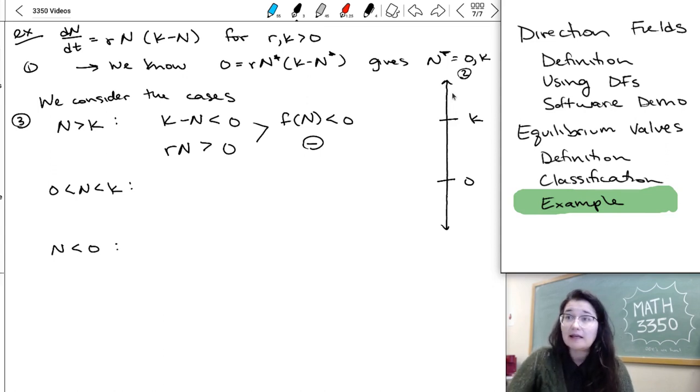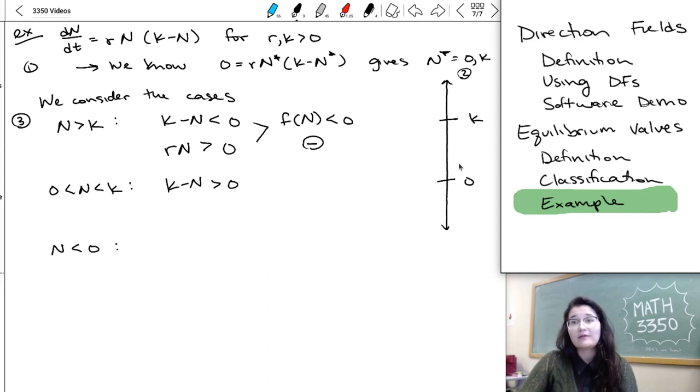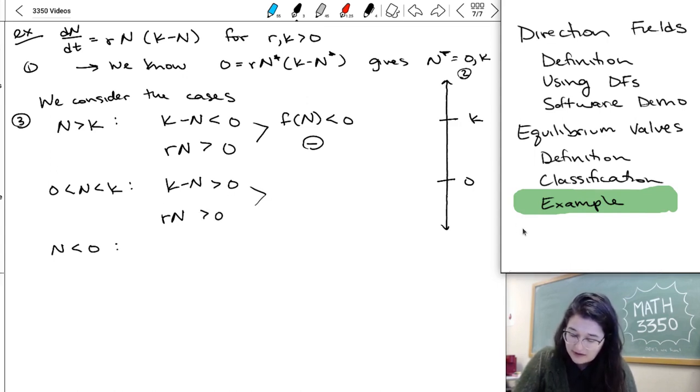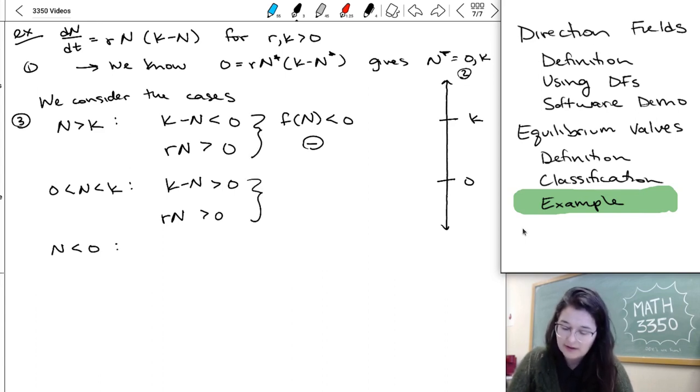Between 0 and K, in this region right here, I've got that K minus N has to be greater than 0. So if K is 100, N is less, like 50, K minus N is going to be 50, a positive number. But we still haven't crossed down below 0, so R N is also still a positive number. And taking those two together, I'm sorry, I shouldn't use that symbol, it looks kind of like the less than, greater than signs. So taking those two together is going to give me that f of N, when I take the product of those two numbers, is greater than 0, or a positive number.